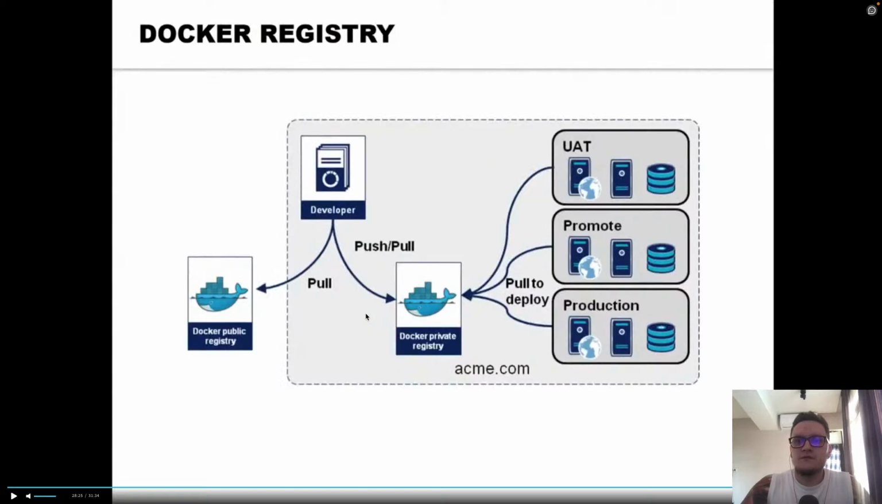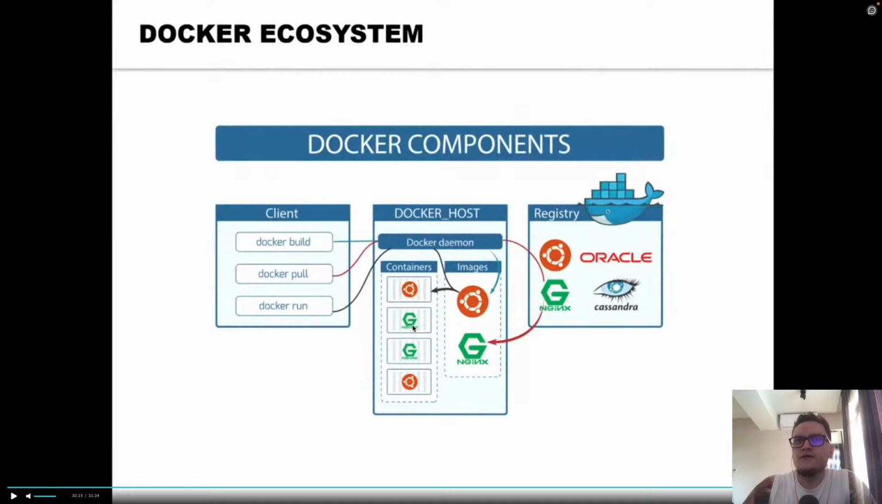Docker registry is how Docker works. As a developer, the public registry is actually Docker Hub, so it's public containers. We can have our private containers somewhere else where we can store our projects, so we don't want them to be public. I think that's almost it. Docker components: registry is where we store our files, images, containers, and Docker build, Docker pull, Docker run.